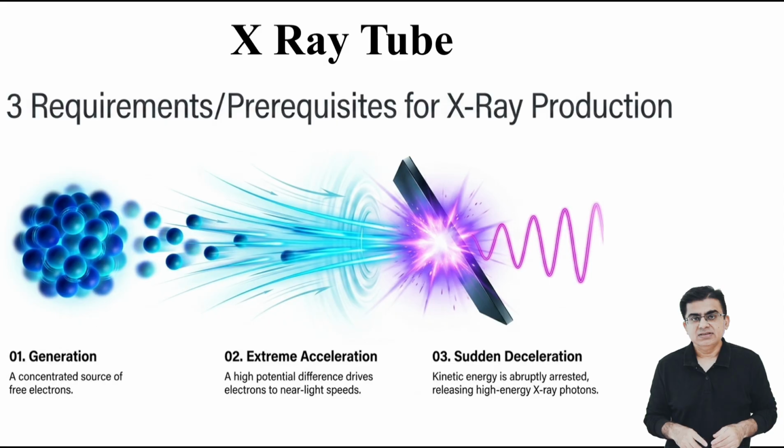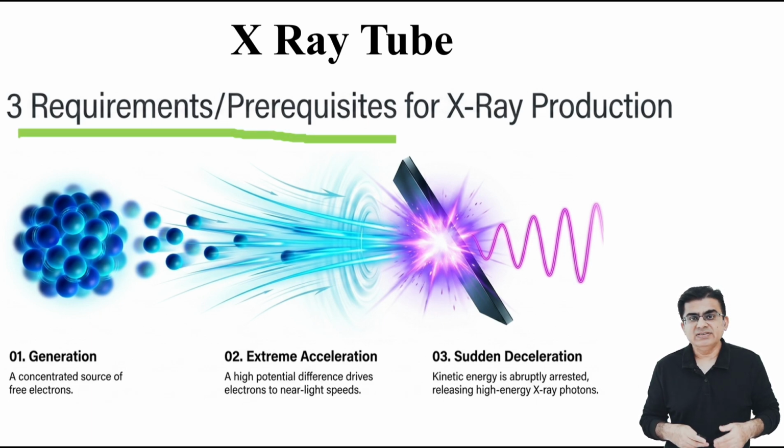What do X-ray tubes do? They are required to produce X-rays. There are three requirements, or you can say prerequisites, for X-ray production to happen. All three must be met.